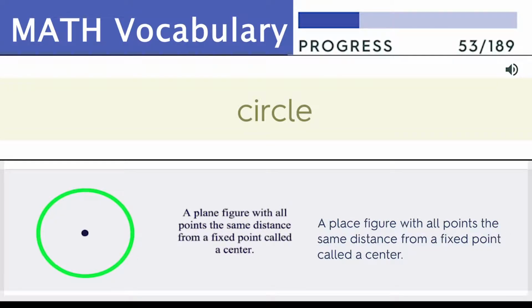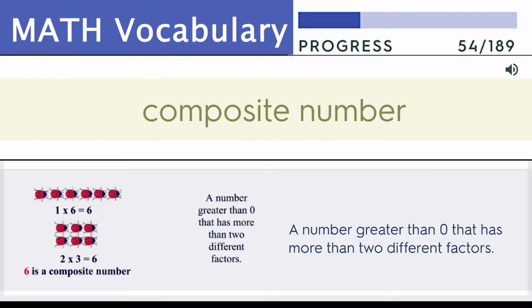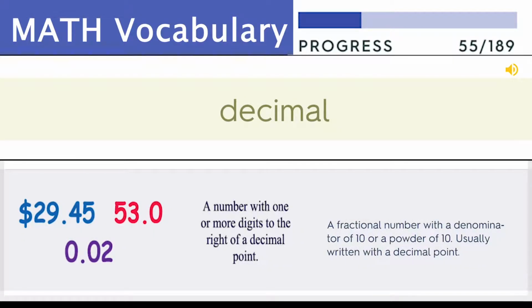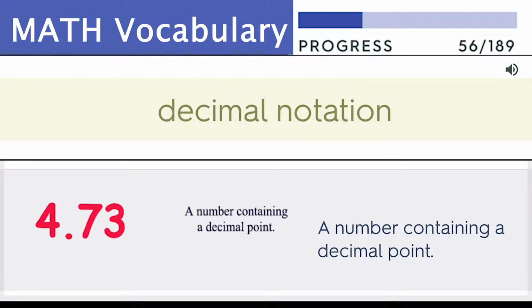Circle. A plane figure with all points the same distance from a fixed point called a center. Composite number. A number greater than 0 that has more than 2 different factors. Decimal. A fractional number with a denominator of 10 or a power of 10, usually written with a decimal point. Decimal notation. A number containing a decimal point.